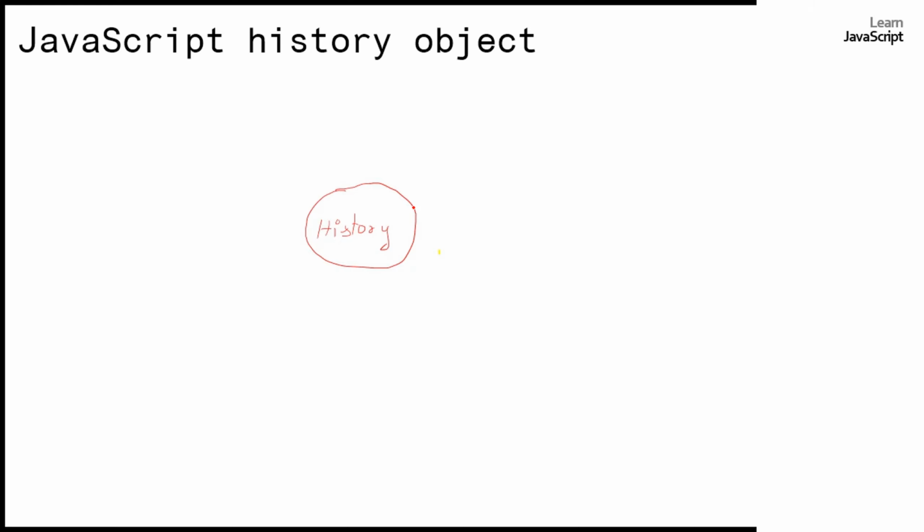So the history object exposes three built-in functions. One is forward, the other one is back, and the third one is the function go, which takes a number.